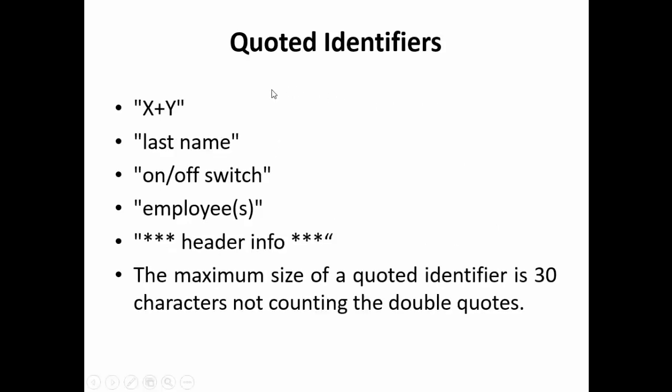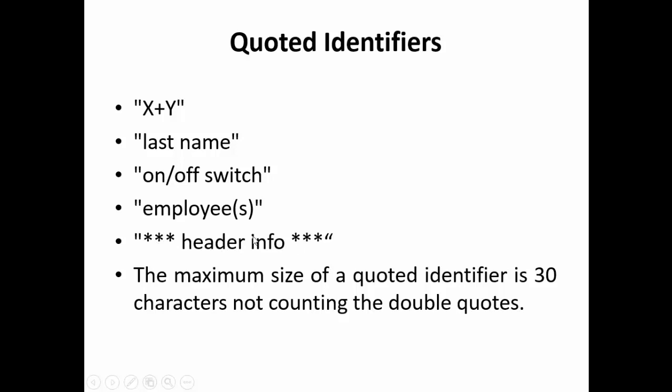So look at the examples of quoted identifiers. "x plus y", this is acceptable because it is written in double quotes. Without double quotes, that is not acceptable. Similarly, "last name", there is a space between last and name, and that is acceptable because it is written in double quotes. Similarly, "on off switch", this is also acceptable. And "employees", this is also an acceptable identifier. Similarly, "header info", all these are put in double quotes and are acceptable.